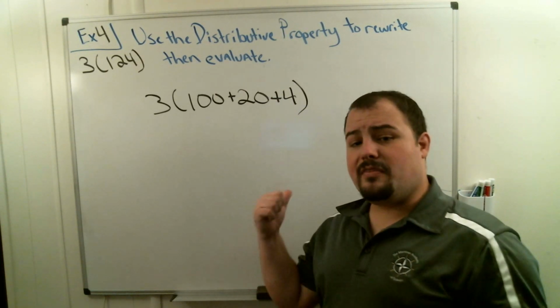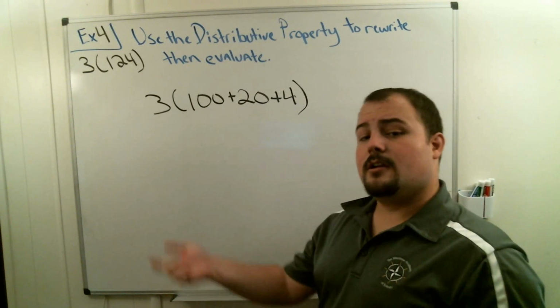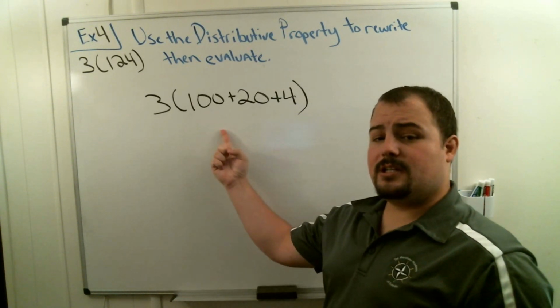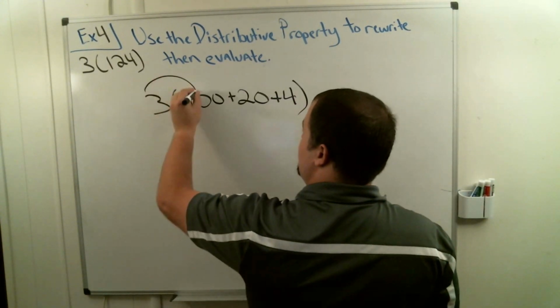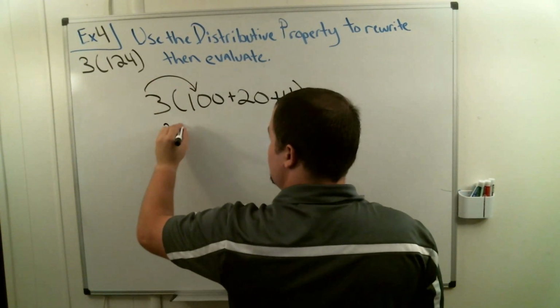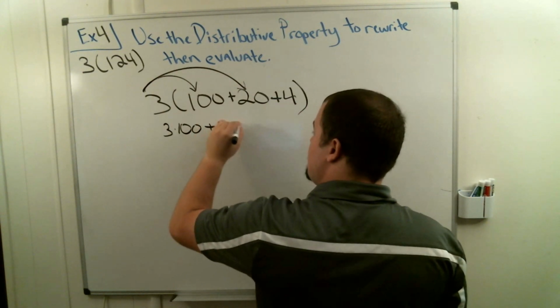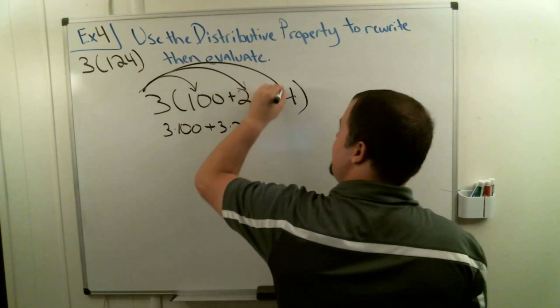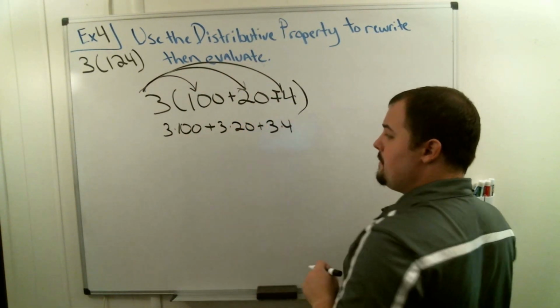Notice I took the number 124 and I broke it up into its hundreds, its tens, and its ones. Now we're going to multiply that 3 to each one of those numbers on the inside, because that's what distribution property means. The number on the outside multiplies to each number on the inside. Well, we have 3 times 100 plus we have 3 times 20. And then we have adding 3 times 4.